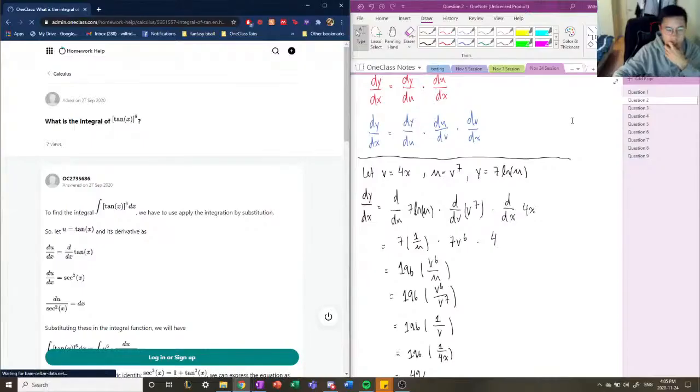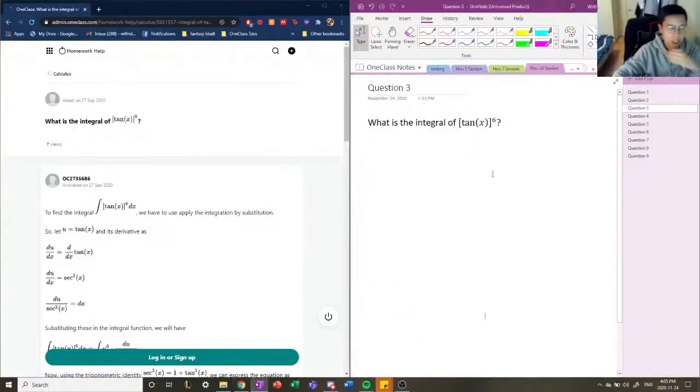Alright, let's move along to the next question. So what is the integral of tan x to the power of 6?